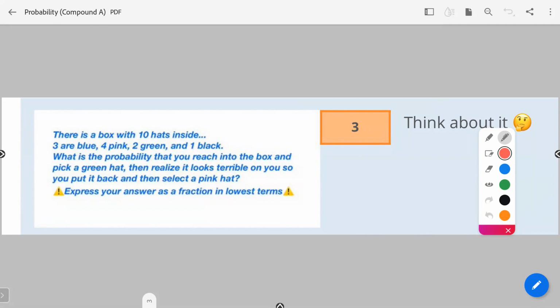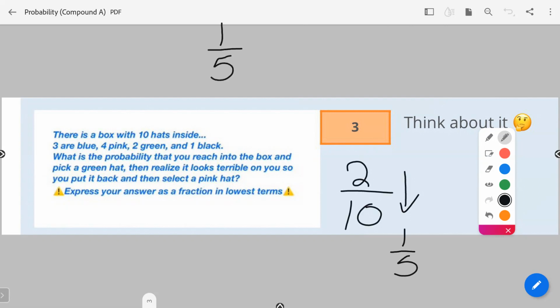The probability that I reach into this box and pull out a green hat. Remember, the top number of your fraction represents how many green hats are in the box. The bottom number represents how many hats are in the box in total. And anytime you have a fraction, you want to make sure you reduce it to the lowest terms. Since they're both even, top and bottom, I can divide them both by 2. So when I do this, my fraction is going to be 1/5. So this would be the probability here of reaching into that box and pulling out a green hat.